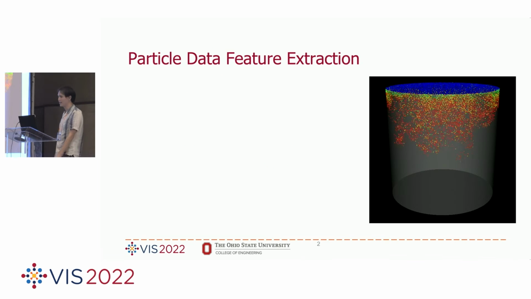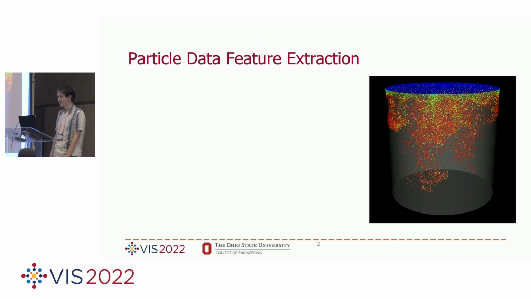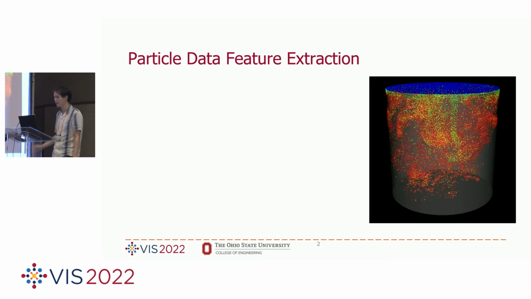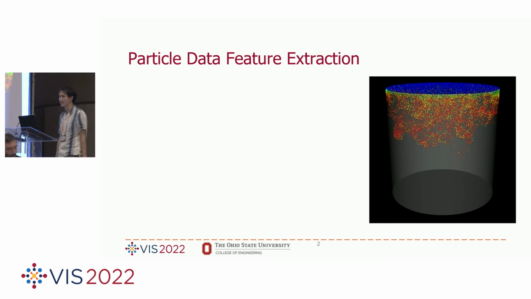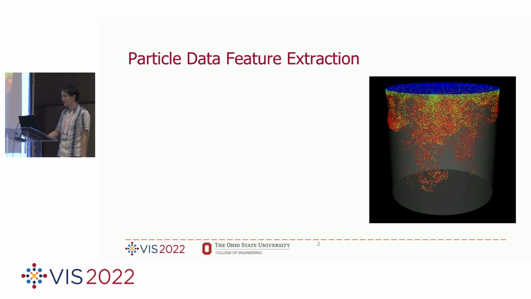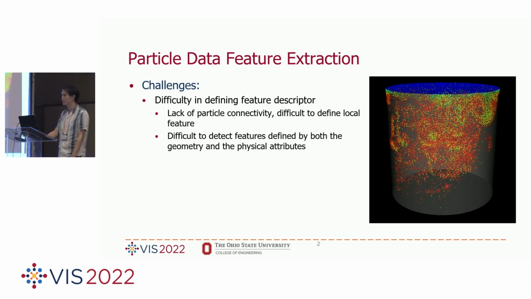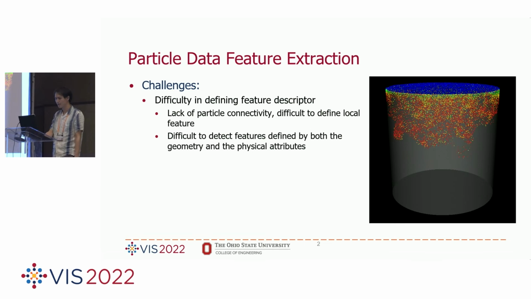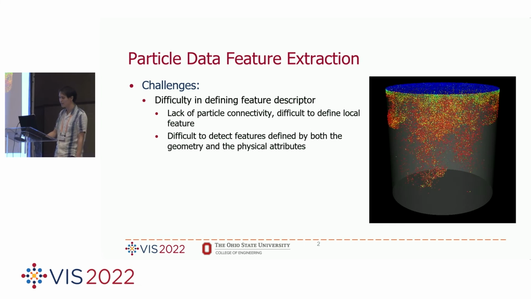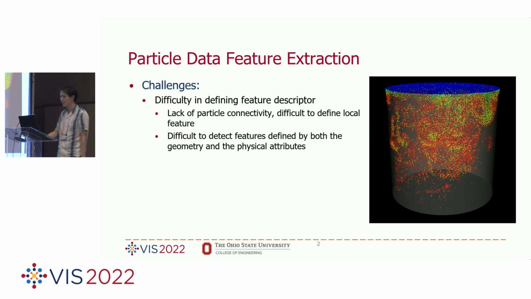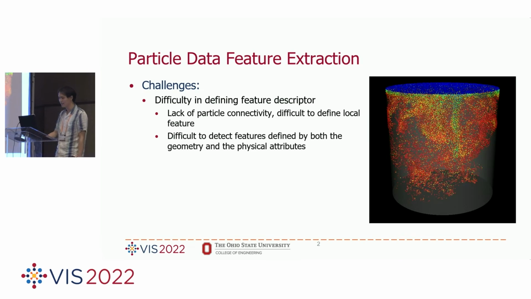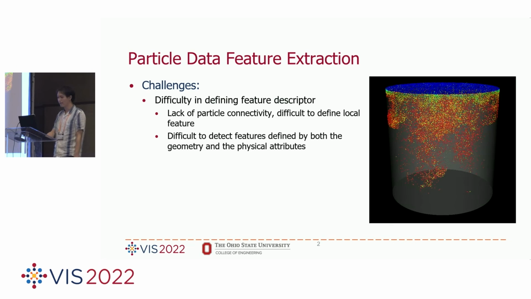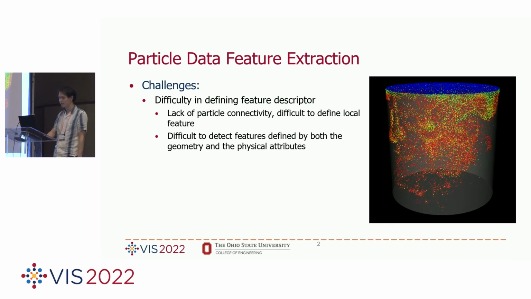Feature extraction is an important task for scientific data visualization. Particle simulations are widely used in many domains, such as cosmology, molecular dynamics, and hydrodynamics. However, feature extraction is challenging in particle datasets for two reasons. First, in order to extract features inside the dataset, feature descriptors are always used. However, in particle datasets, defining a feature descriptor is not as easy because there is no connectivity between the particles. Therefore, we don't know how to aggregate the local features.